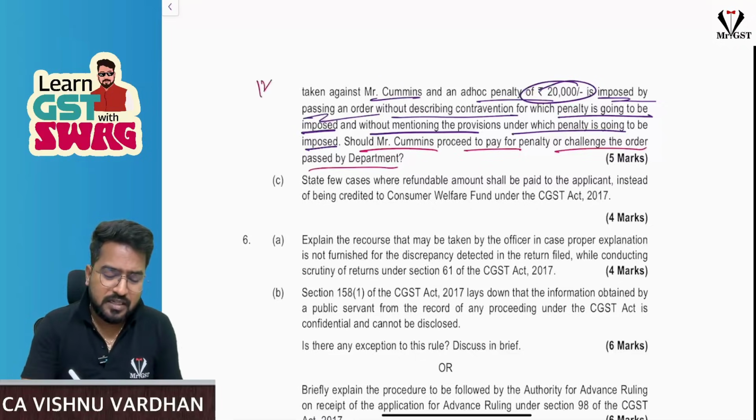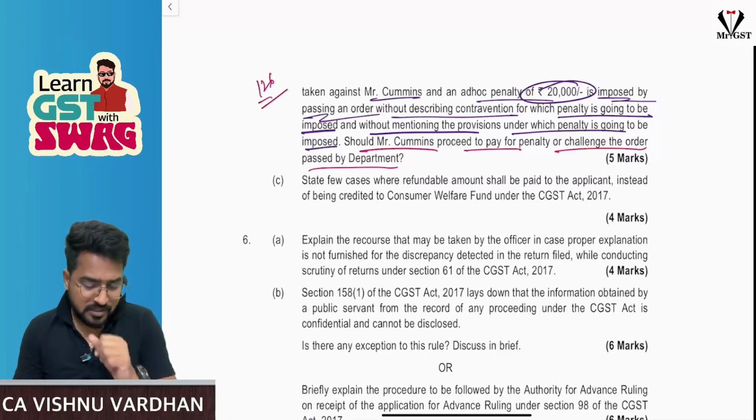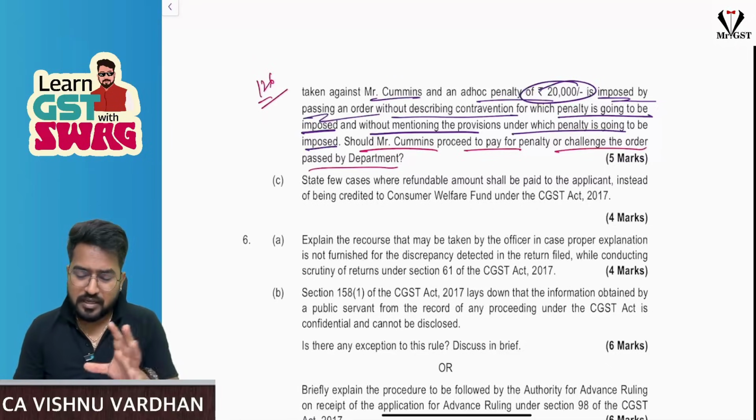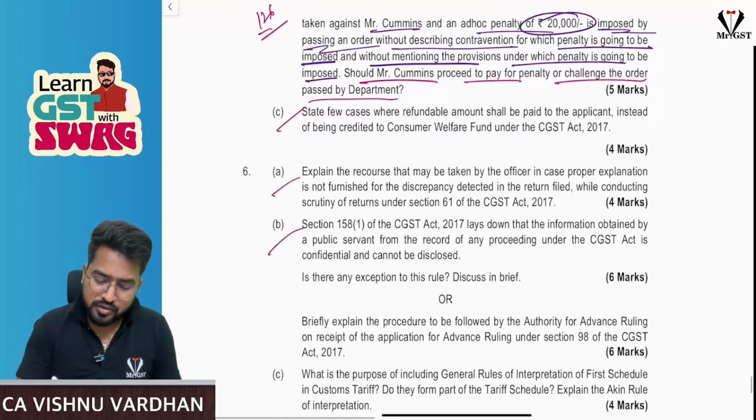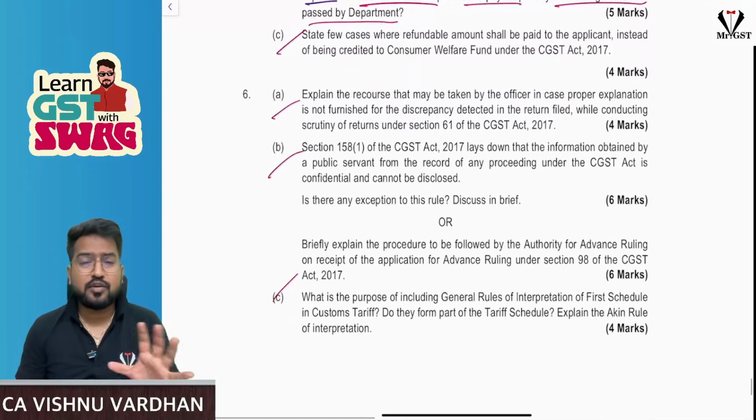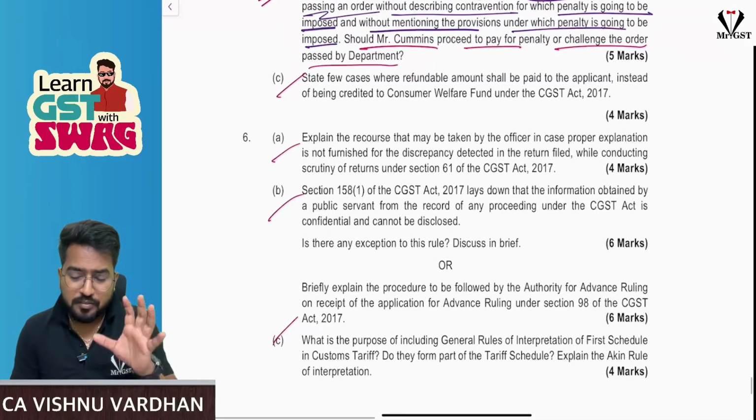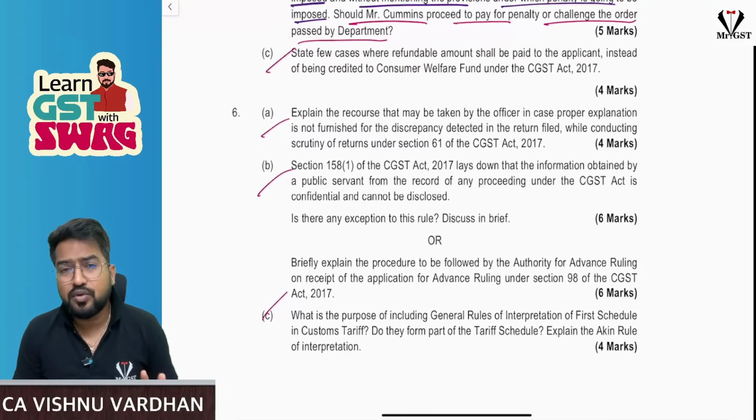So there are some general disciplinary procedures mentioned in section 126. Just go through that and understand it. Some theory questions, all that. Next, the balance questions are also straight theory questions, nothing great conceptual involved. So just make sure you understand, don't ignore these things.